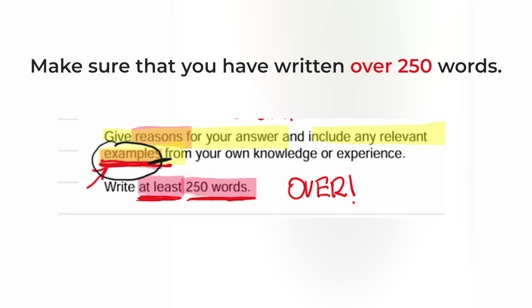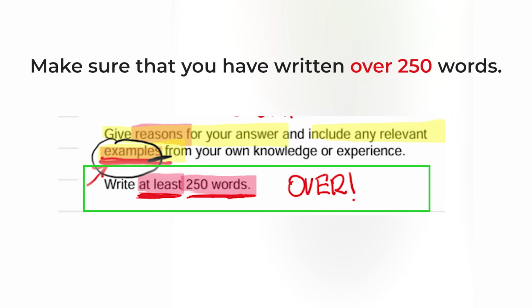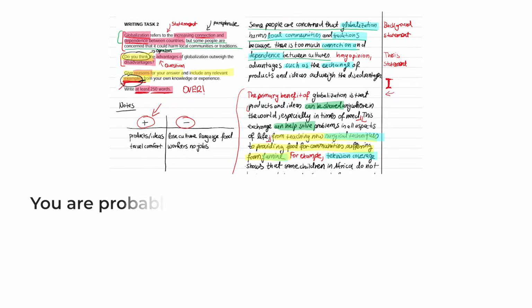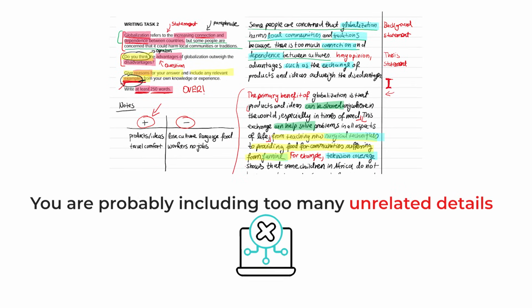Second, make sure that you have written over 250 words. The instructions tell you to write at least 250 words. That means over 250 words. You will lose points if you write less. On the other hand, you don't have to write hundreds of words more. If you write too much, you're probably including too many unrelated details. The examiner will not understand your main point if you go off topic.